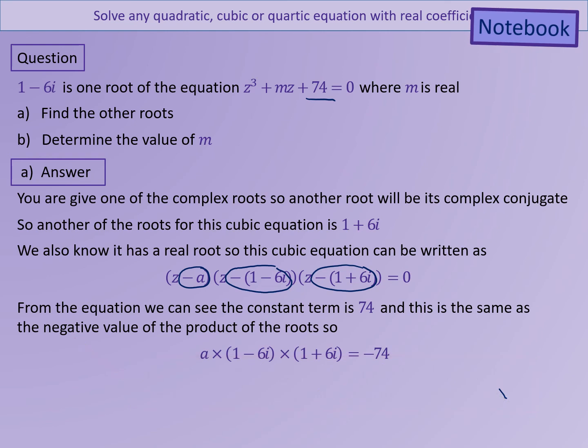Okay, so we know that a times the first complex root times the second complex root will be negative 74. As I said, it's negative because we're basically multiplying three minuses together when we expand those three brackets. So using the fact that 1 minus 6i times 1 plus 6i is 37, we end up with a times 37 is minus 74, which gives us a value of a of minus 2. So minus 2 is the third root, and z plus 2 will be that third bracket.